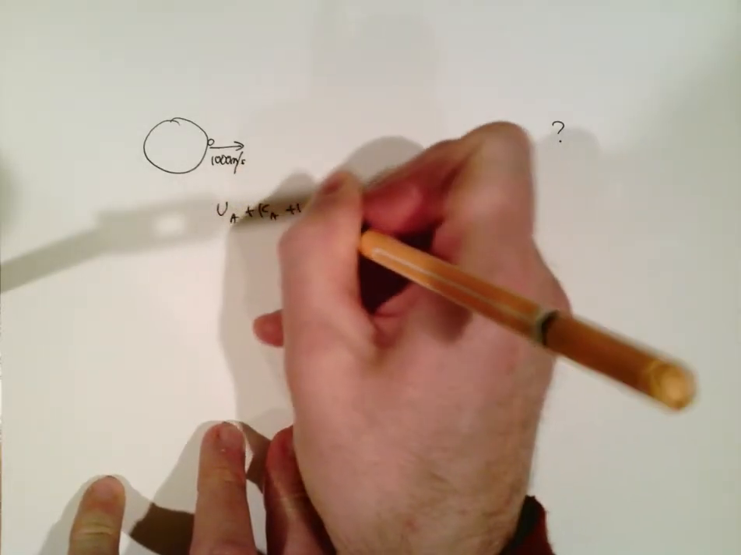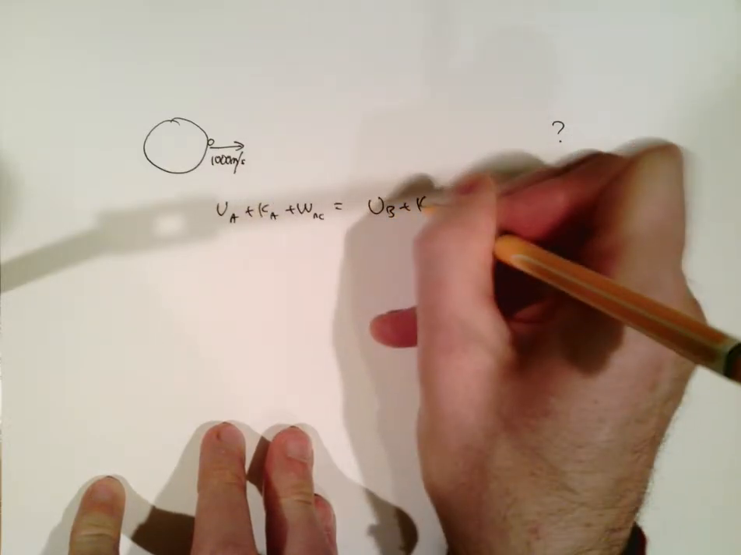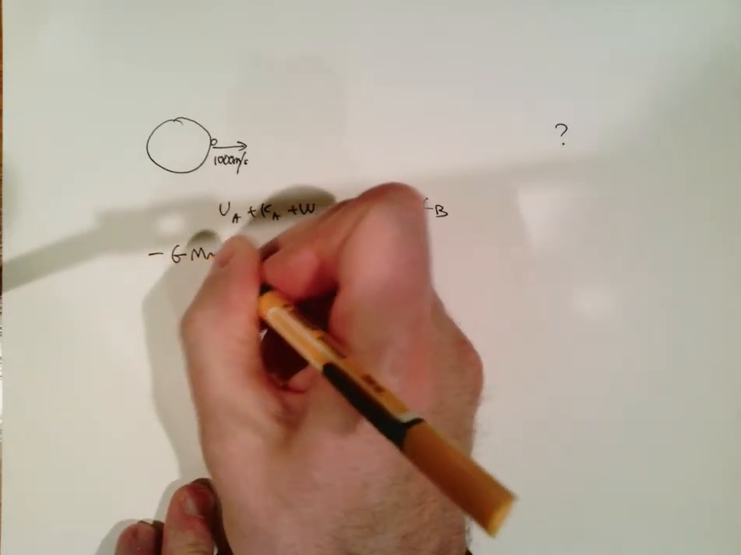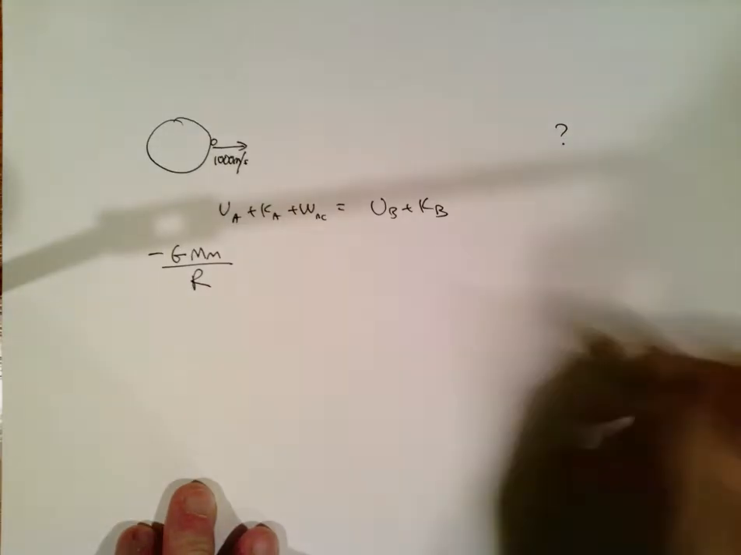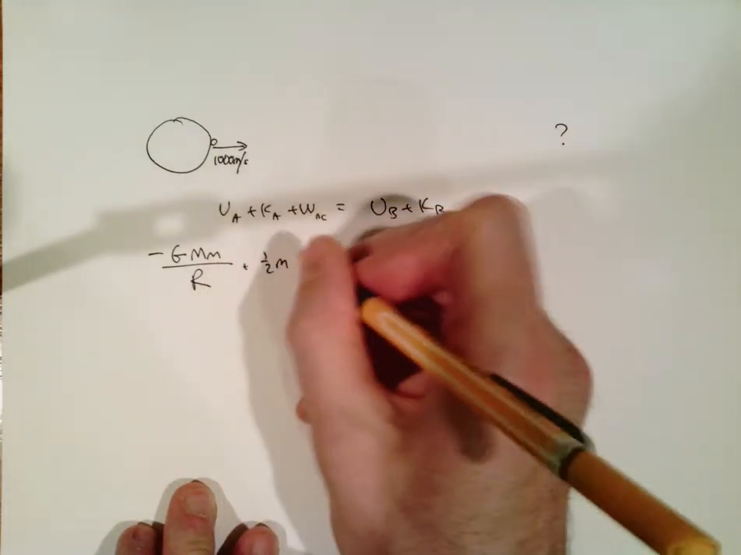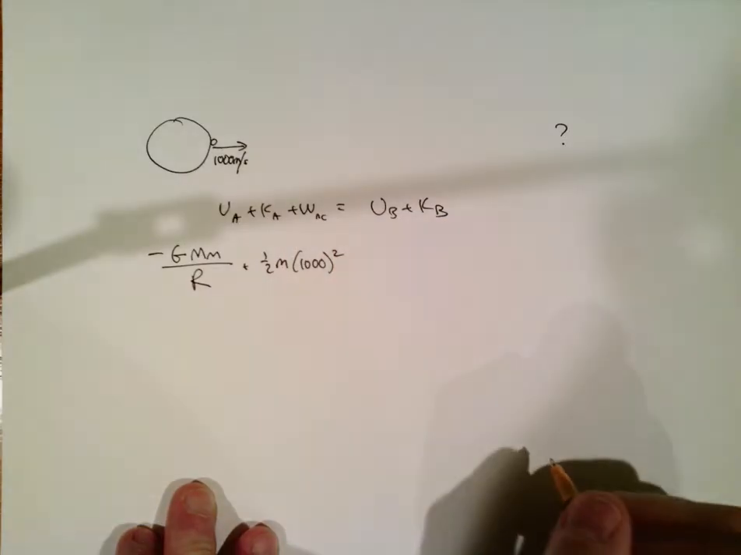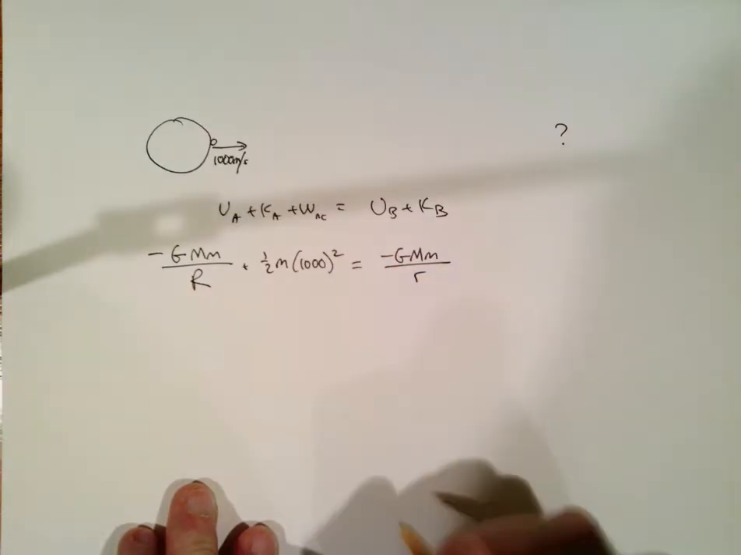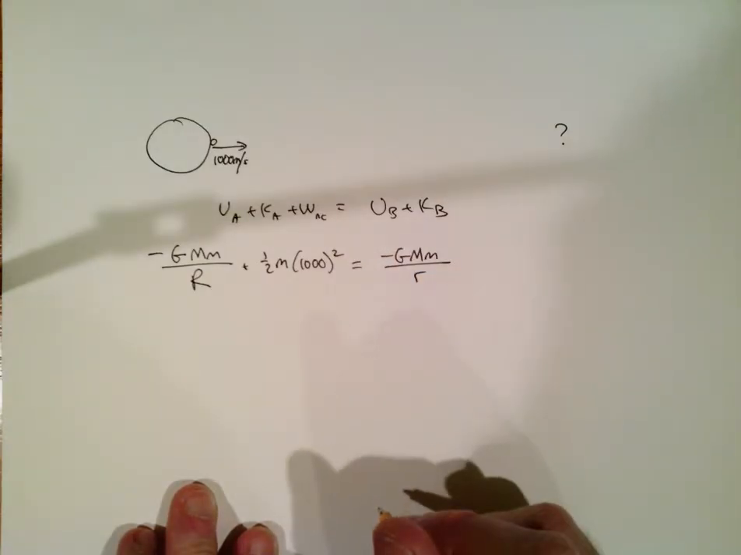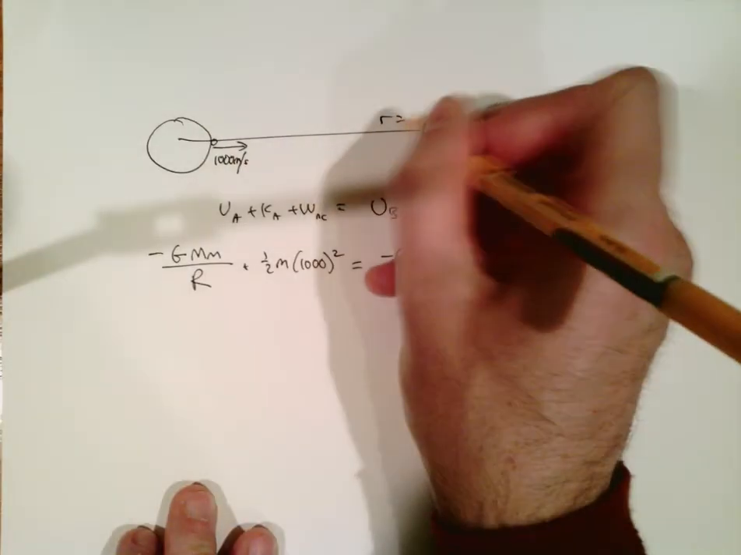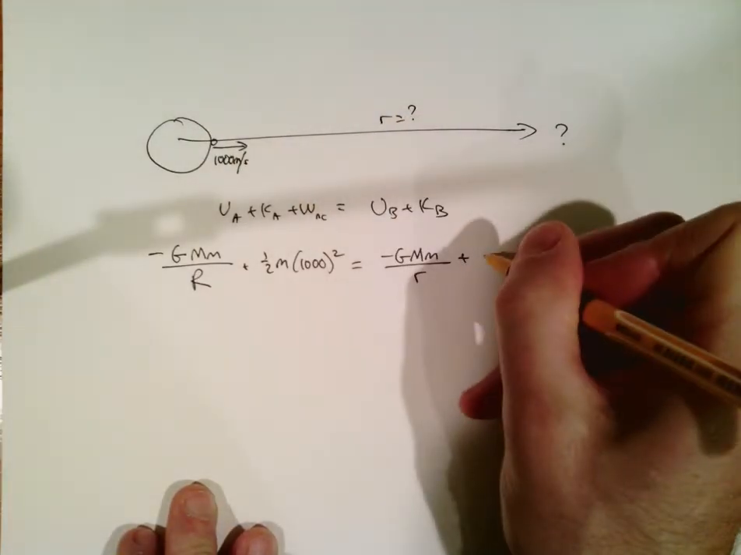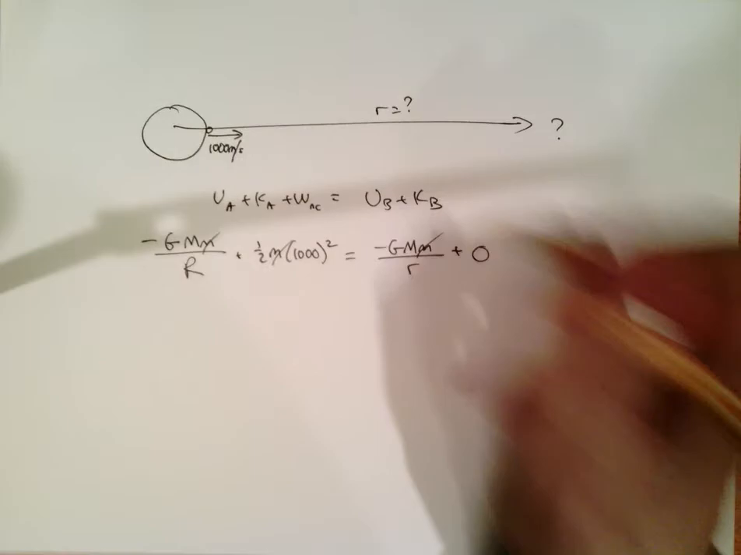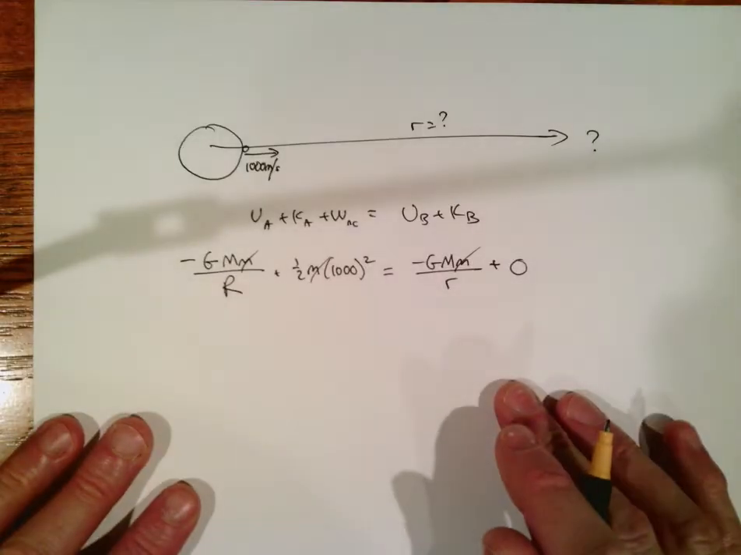U at A plus K at A plus WNC equals U at B plus K at B. So once again, at A, we have negative G, the mass of the planet, the mass of the object divided by the radius of the planet, plus 1/2 the mass of the object, 1,000, that's how fast it's going there, squared. And then over here, we have negative GMm over r. Little r is the variable that we're trying to solve for. How far away from the center of the planet does it go? And at the furthest point, it's going to have a velocity and therefore a kinetic energy of 0. So m cancels out.